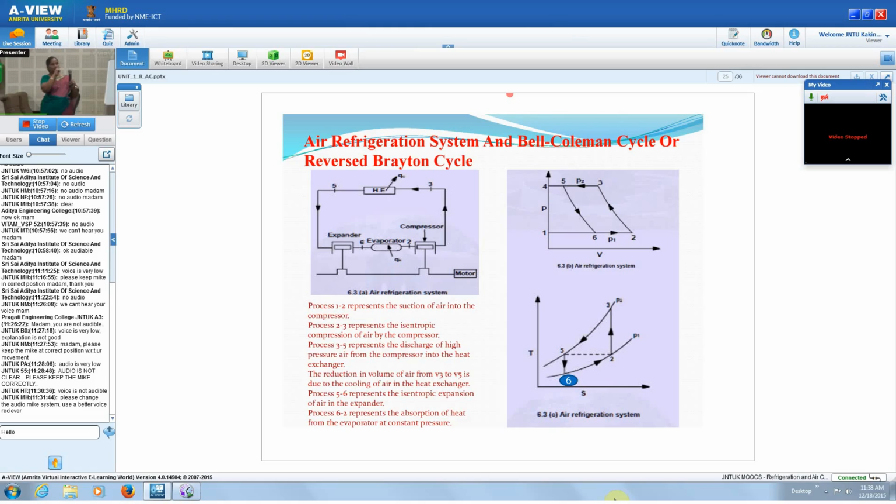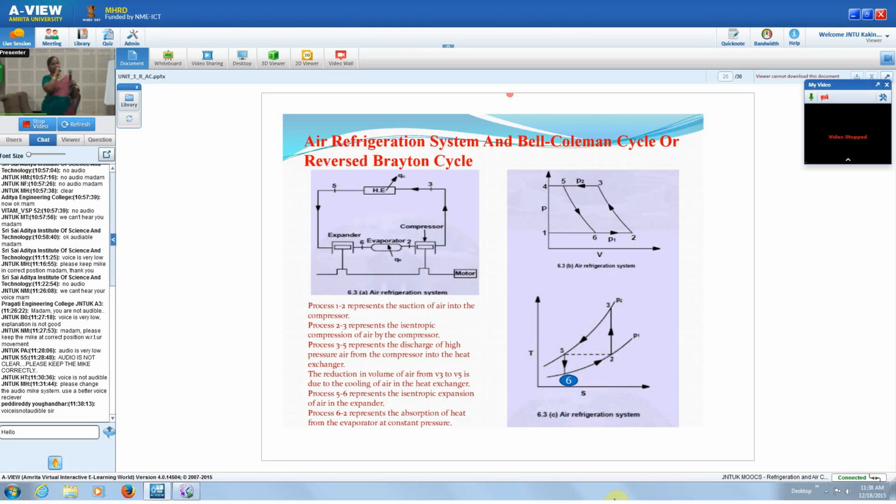So at the compressor, the inlet is at 2, and after compression the refrigerant is coming out at 3. When it goes into the heat exchanger it is coming out at 5, and at 5 it goes into the expander. So you can see the various processes in the PV diagram and also the TS diagram.